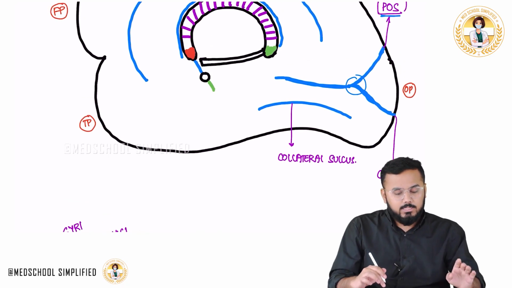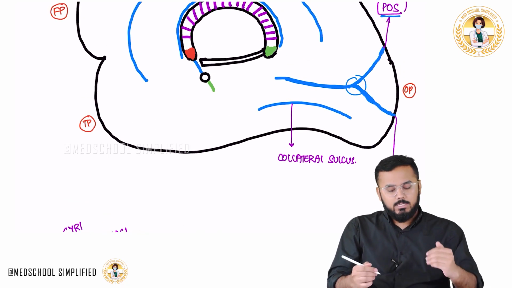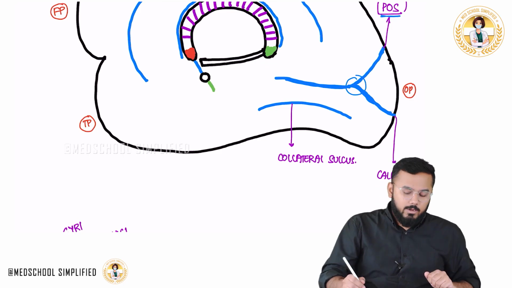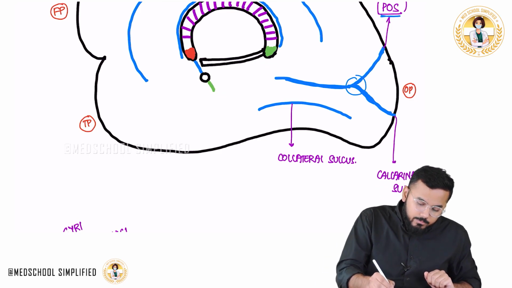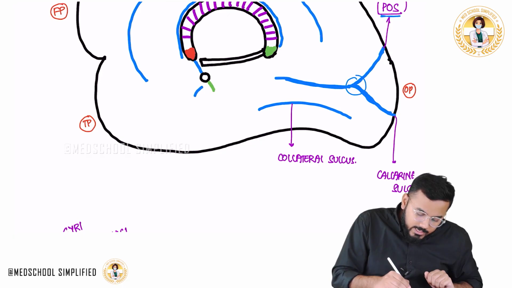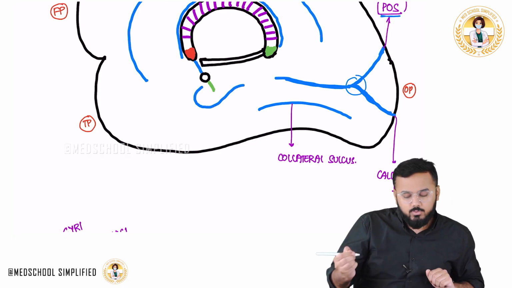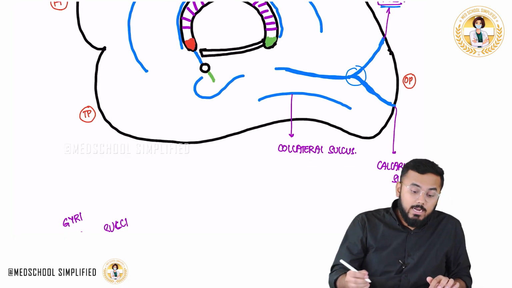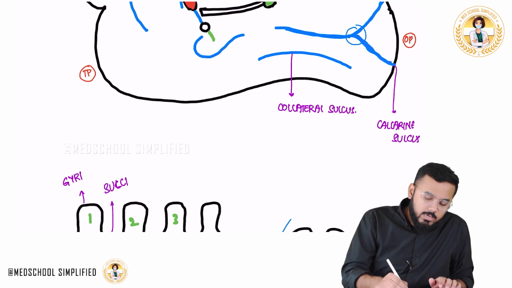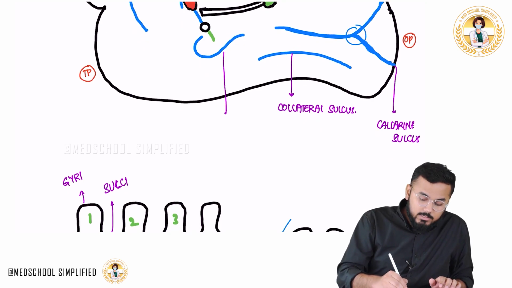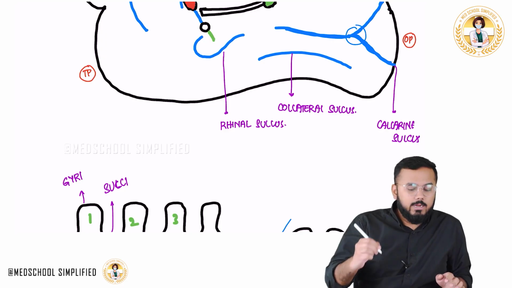Okay, first we'll discuss the sulci and then we will discuss the gyri. Right, next here, exactly down near the terminal part, you have got a sulcus in this way. Now this sulcus is called the rhinal sulcus. What is the name of this sulcus over here? This is called the rhinal sulcus.